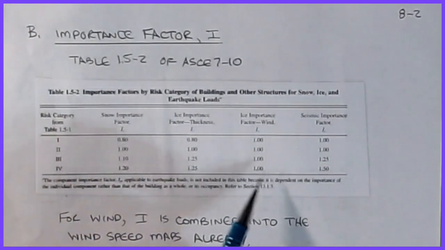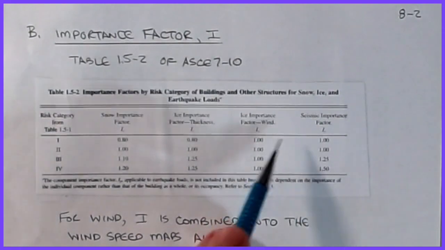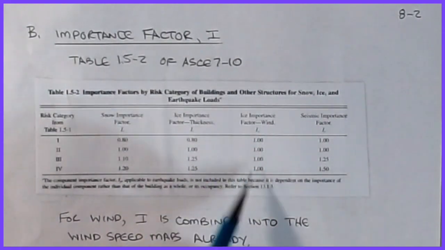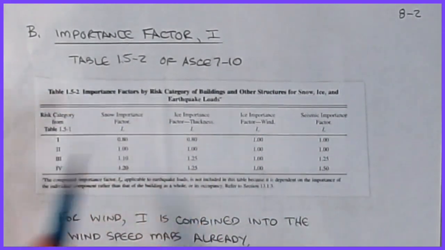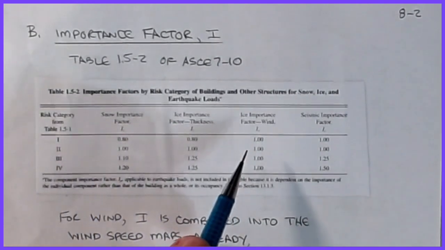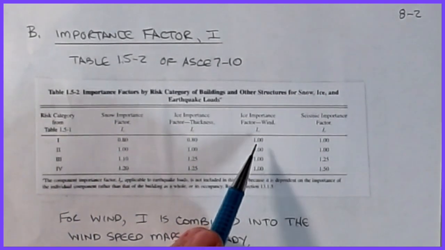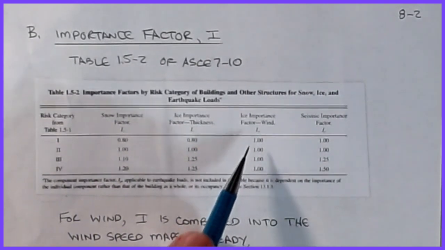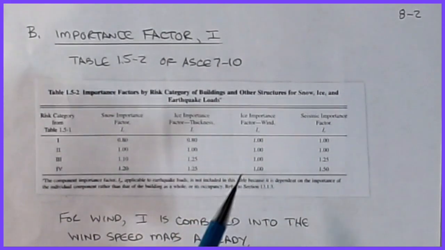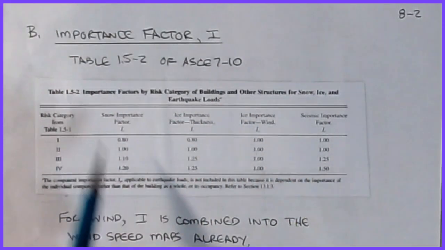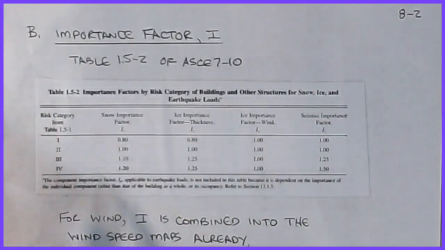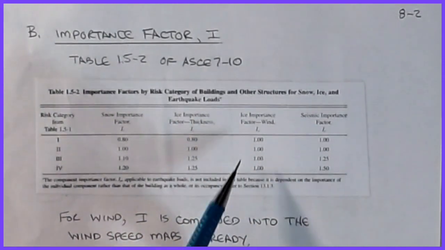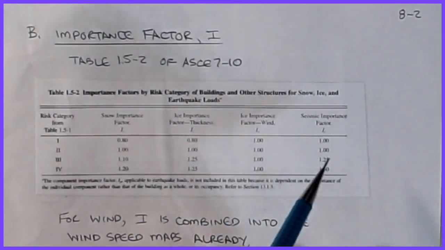Okay, for wind, this is a change to this version of the code. It used to be that this table had different values for wind based on your category of buildings. But what they've done, and I'll show this when we get to wind, is they've incorporated these values directly into another table. That's why everything is now calibrated as 1.0. If I need an importance factor, I have to go to this table, but wind handles it a little bit differently. I'll explain that in the next videos when we get to those.